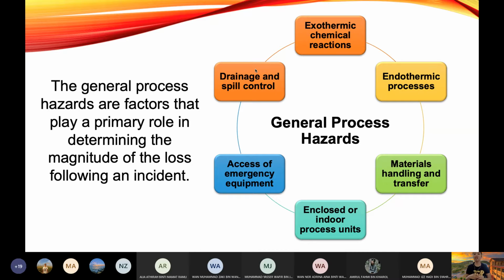Third, material handling and transfer. Especially if you're using gases at high pressure, you know that handling and transfer for this kind of chemicals also poses extra risk. If you use just a normal chemical, in comparison this will pose higher risk. Indoor enclosed or indoor process unit. If your process unit is in an enclosed building, you have to consider the additional risk as well. Next one, access of emergency equipment. Okay. Next one, drainage and spill control.